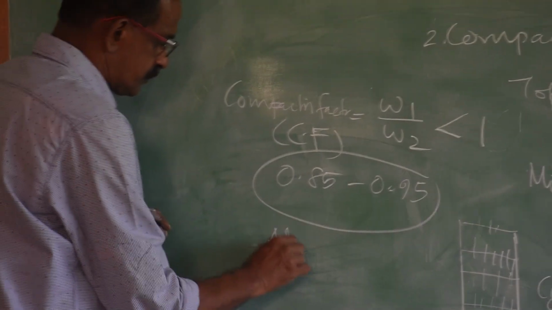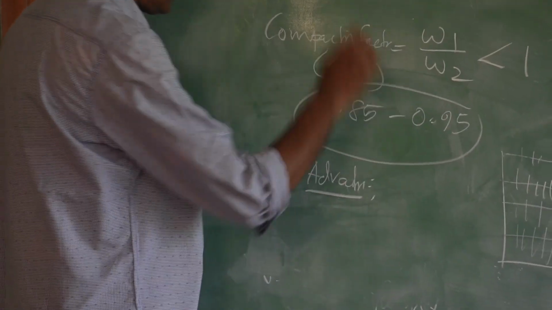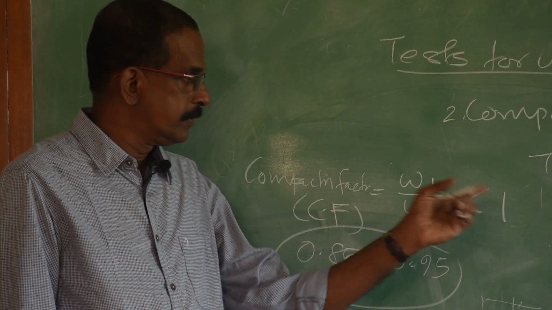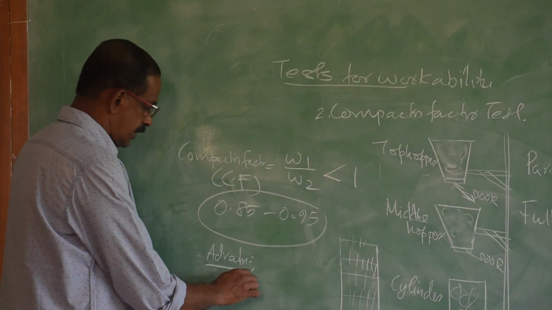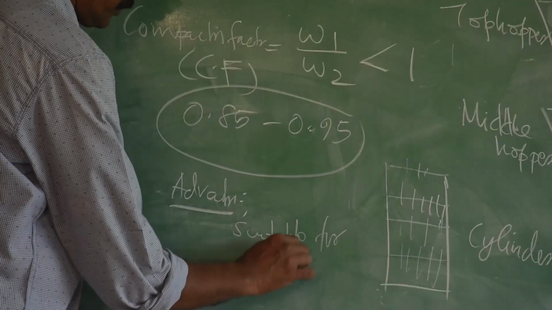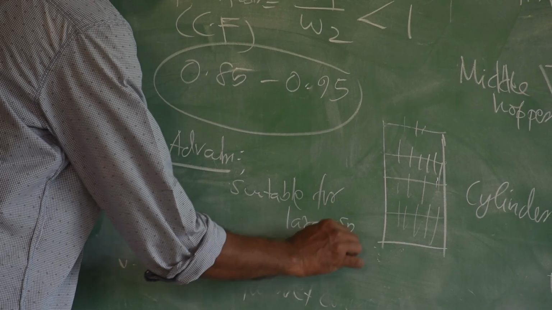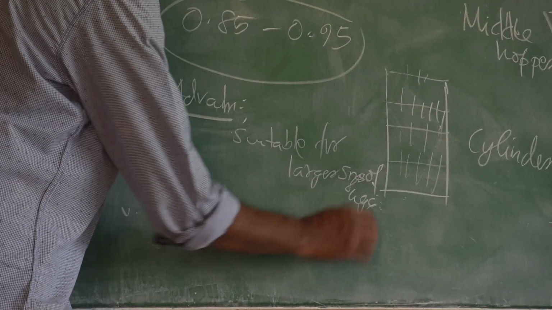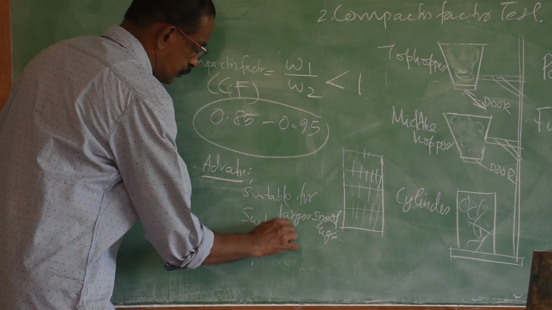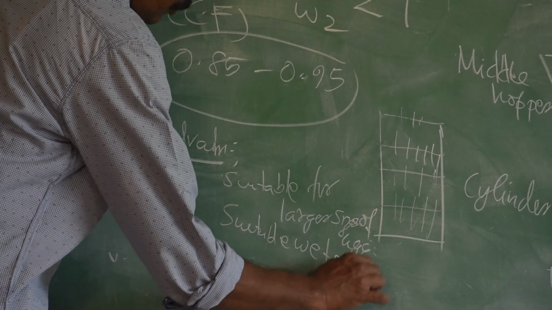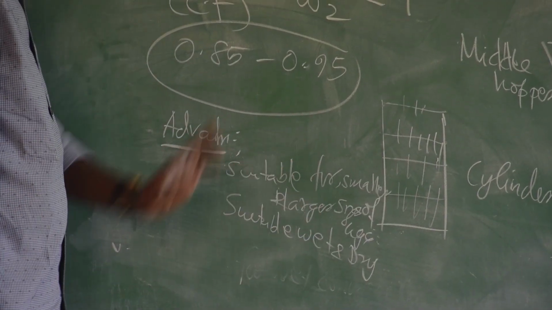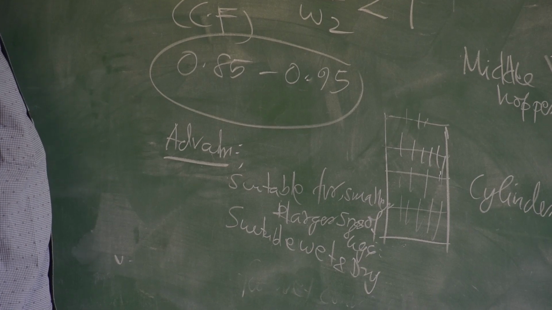Here also there are some advantages and disadvantages. What are the advantages? To overcome the difficulty of the slump test, as I told you, the compaction factor test. The advantages: suitable for smaller and larger sizes of aggregate, suitable for wet and dry concrete.